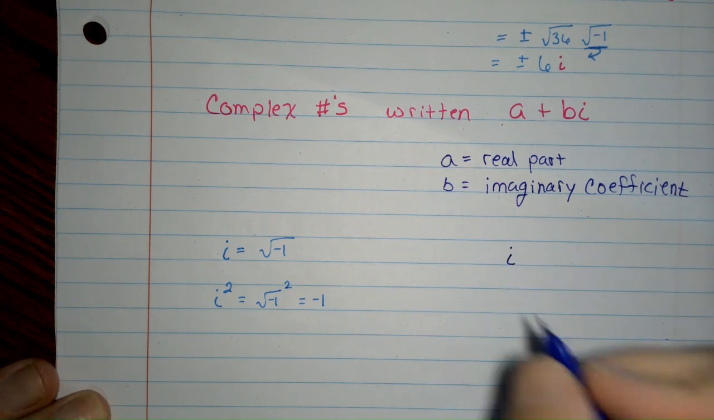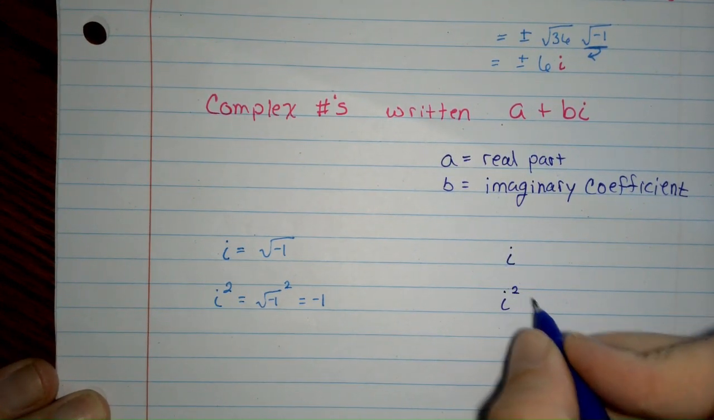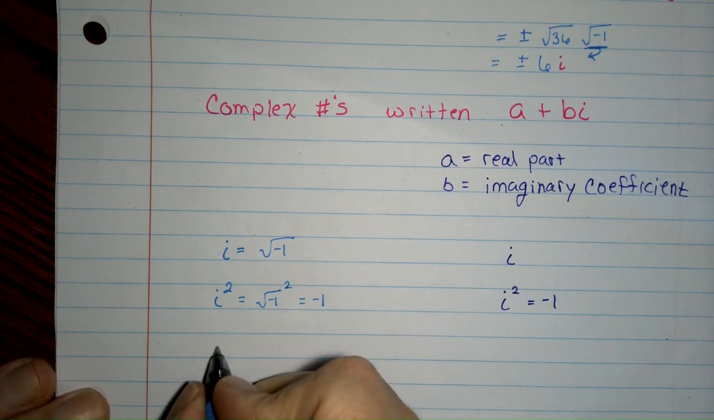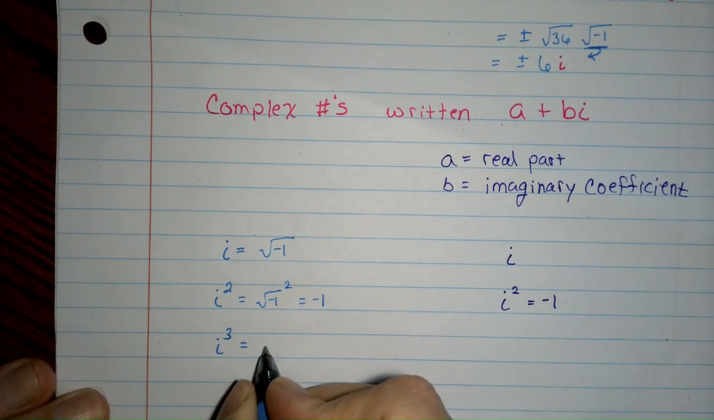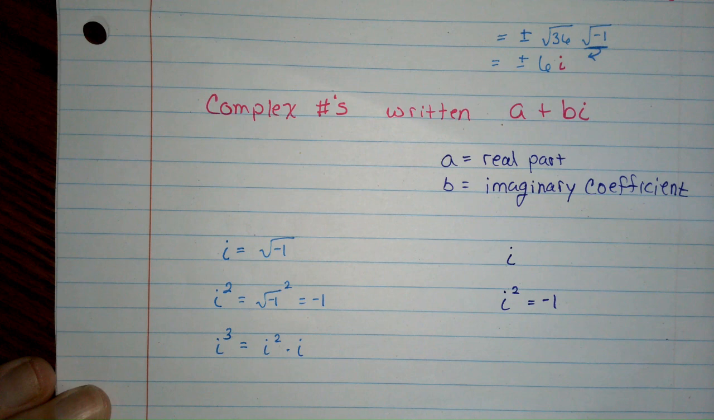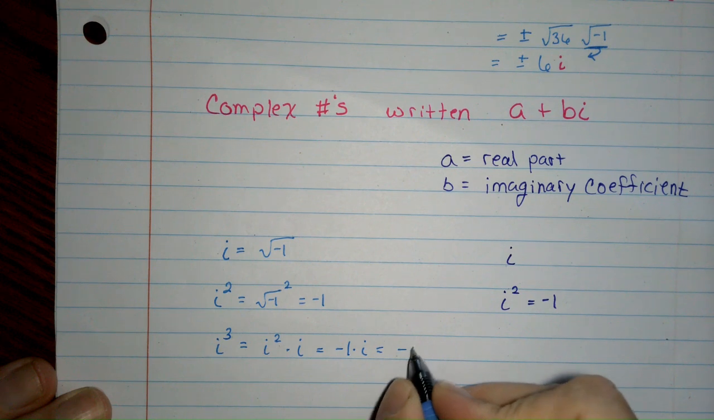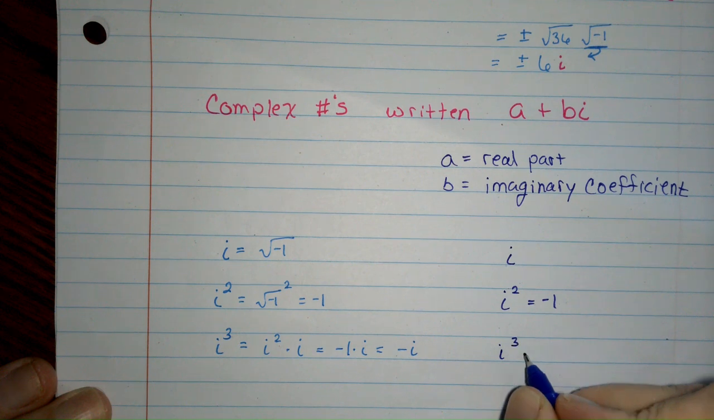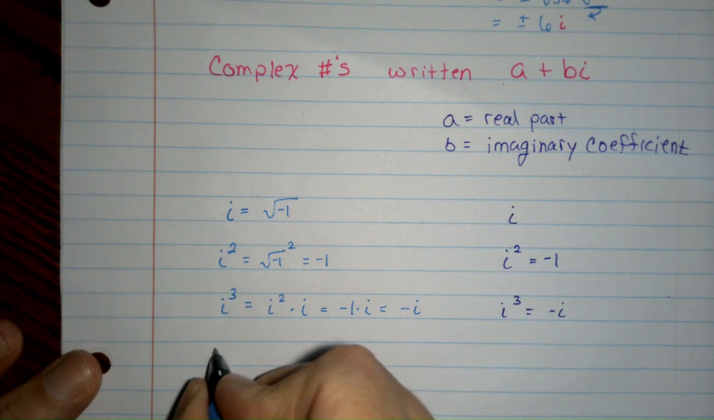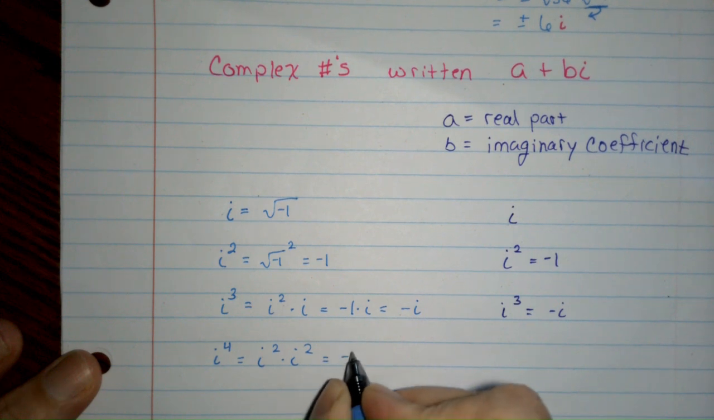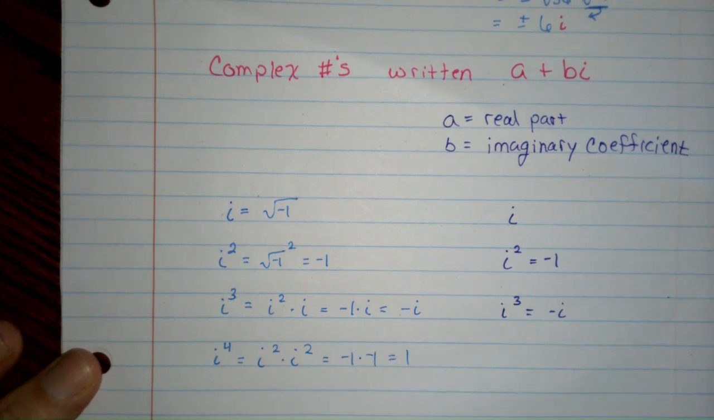So we had i squared reduced to negative 1. Okay. So i cubed, wouldn't that be i squared times i? So negative 1 times i would be negative i. Okay. i to the 4th: i squared times i squared. Negative 1 times negative 1, isn't that positive 1?